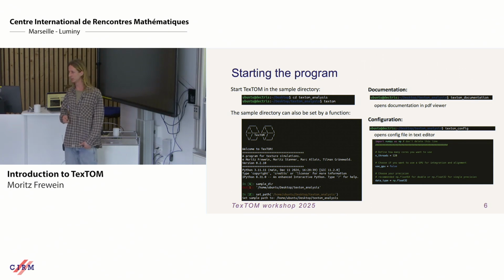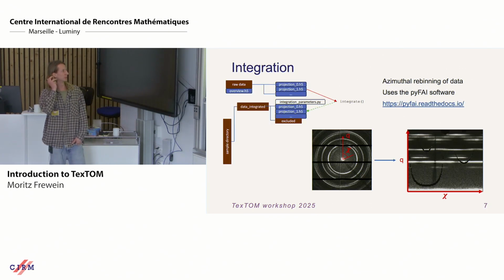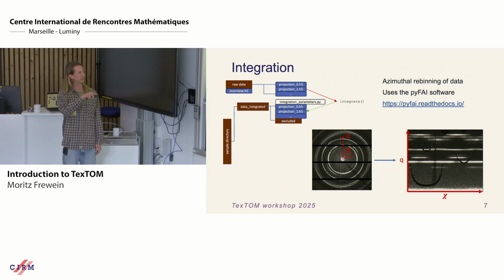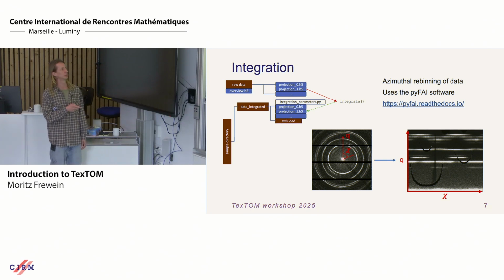Let's have a closer look at the different parts of the pipeline. The first step in the program, as I said, is the integration. What we're actually trying to do is go from this raw data, where we see the detector panels, to this representation where we have equal binning of the angles. We do this by PyFAI. You can check the documentation here.